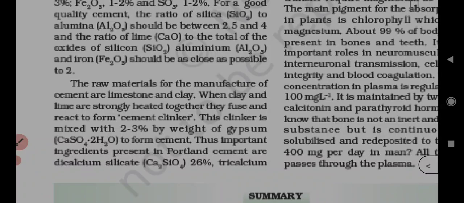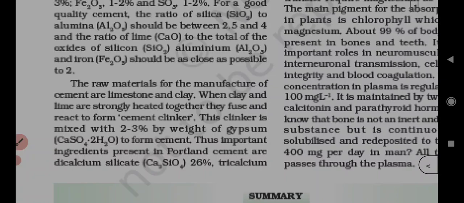Thus the important ingredients present in Portland cement are dicalcium silicate Ca2SiO4 26%, tricalcium silicate Ca3SiO5 51%, and tricalcium aluminate Ca3Al2O6 11%. So cement clinker is what you get when you heat clay and lime, and then you have to add 2 to 3% by weight of gypsum, CaSO4·2H2O, and you get cement.